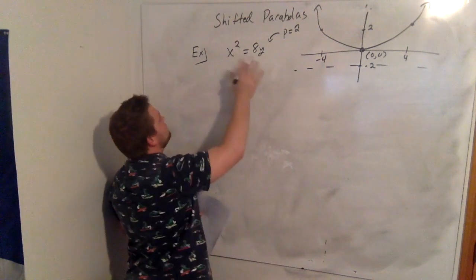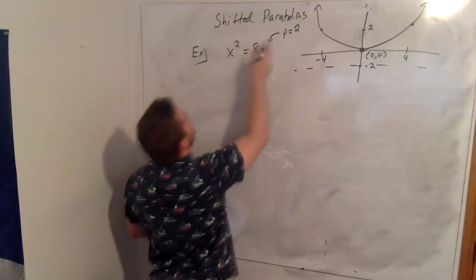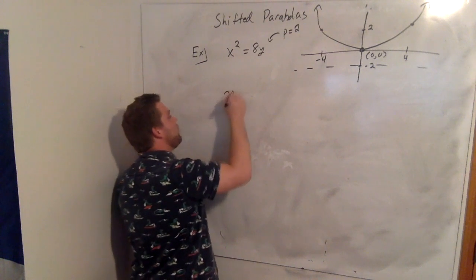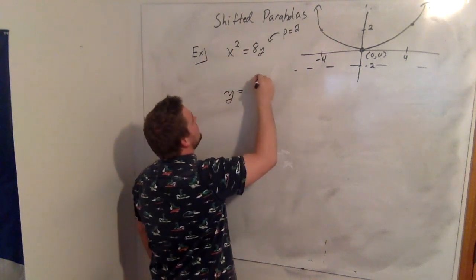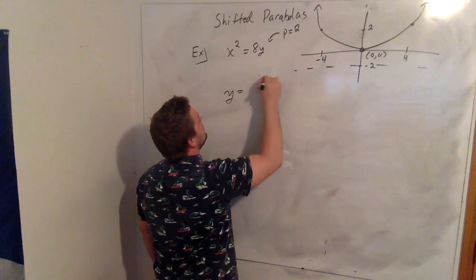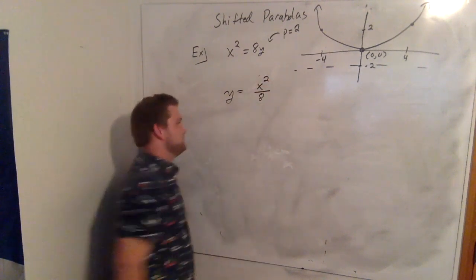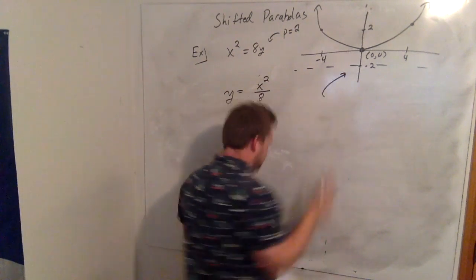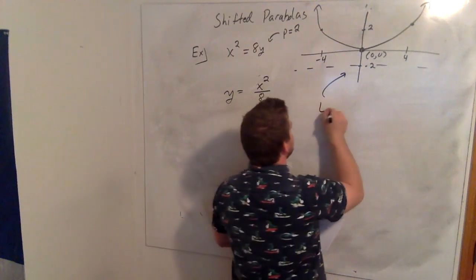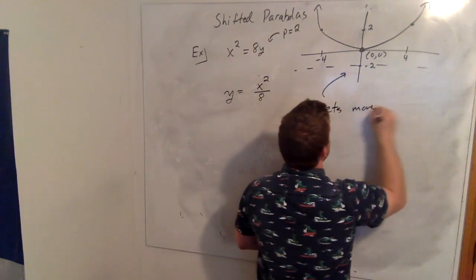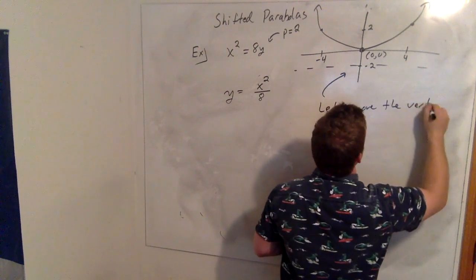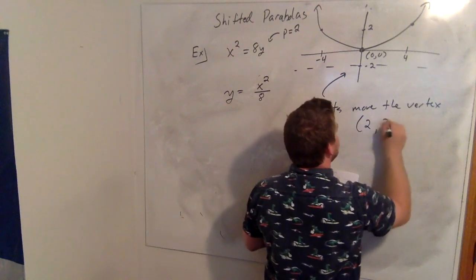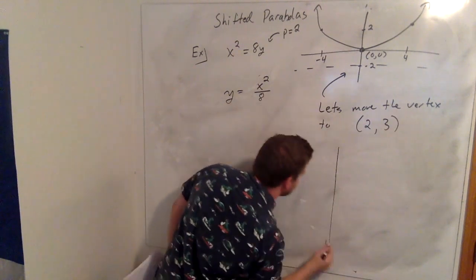Maybe what might help us is to not look at this as x squared is equal to 8y. Usually we're used to seeing y is equal to something. So let's say that y is equal to x squared all over 8. Now let's go ahead and shift the parabola. Let's move the vertex to, let's say, the point 2, 3. Let's sketch this really quick.